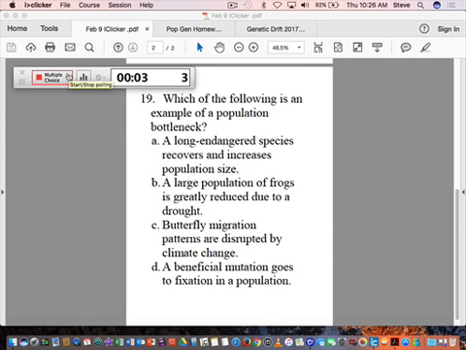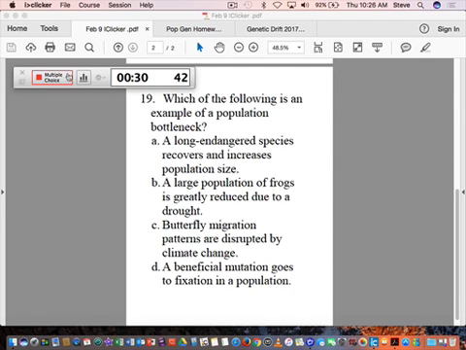So which of the following is an example of a population bottleneck? A long endangered species recovers and increases in population size. A large population of frogs is greatly reduced due to a drought. Butterfly migrations are disrupted by climate change. A beneficial mutation goes to fixation in a population. So what's the best example, a clear best example of a population bottleneck?